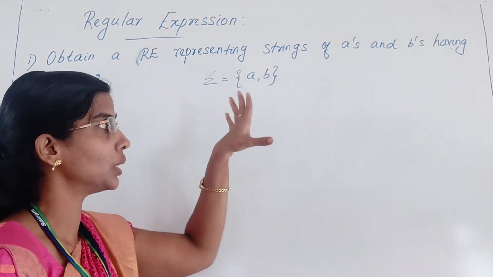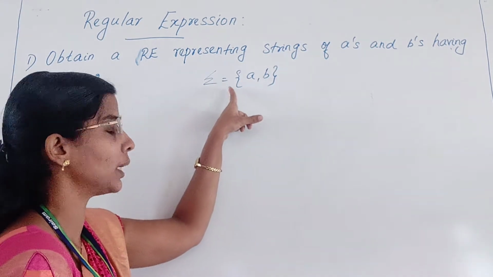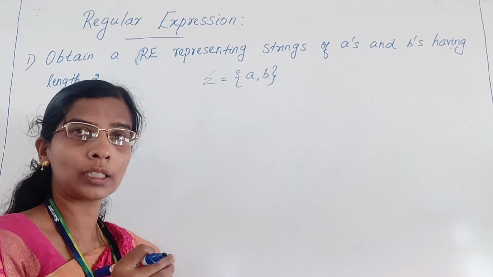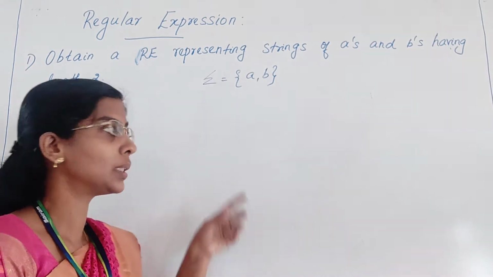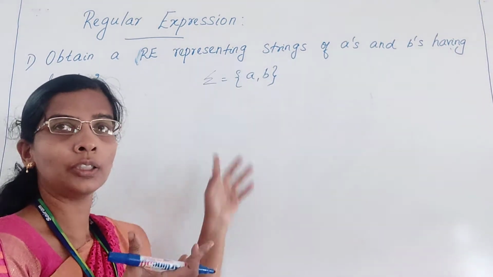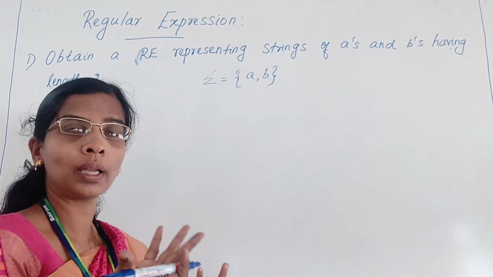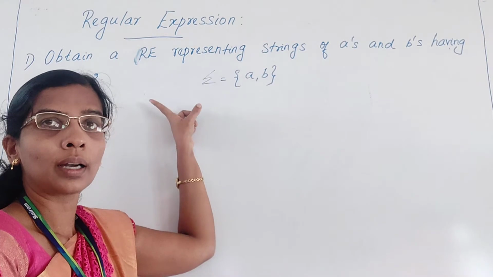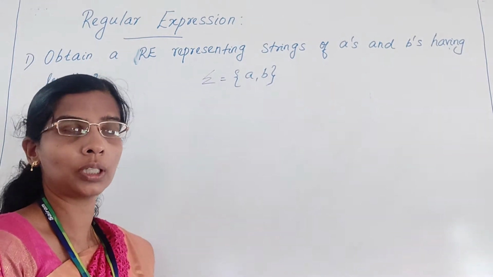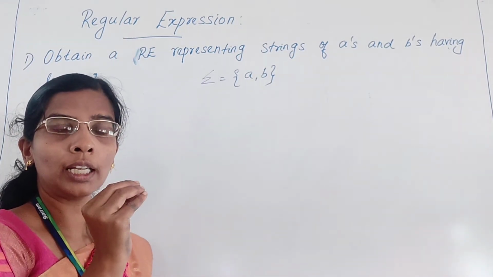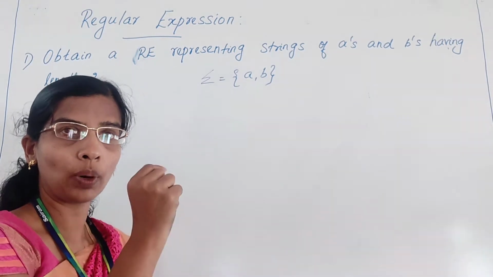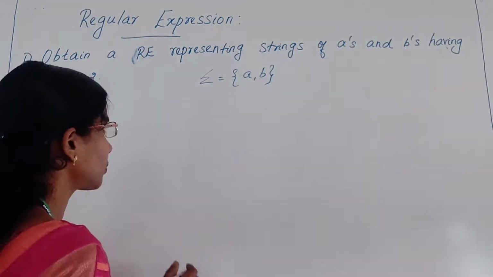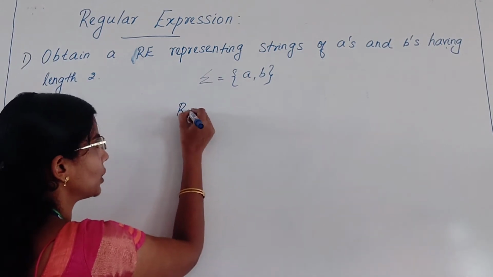From this question, I can write my sigma. Sigma is nothing but A and B. And you know a regular expression is a combination of symbols from sigma and your operators. You can have either plus or dot or star, any operator, based upon the condition. All these regular expression sums are just one line answers. Right, so what is the regular expression?